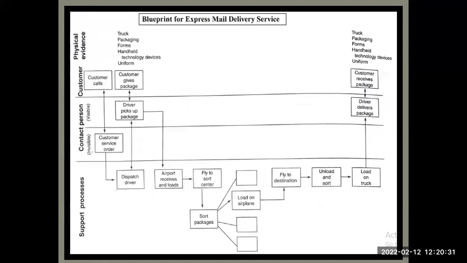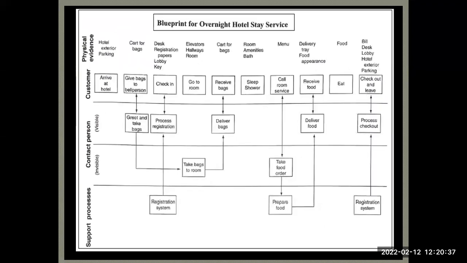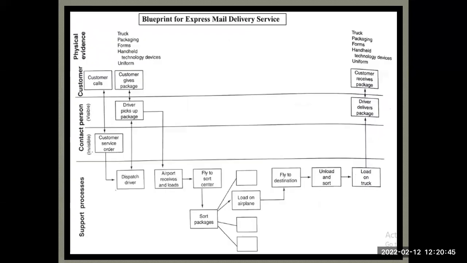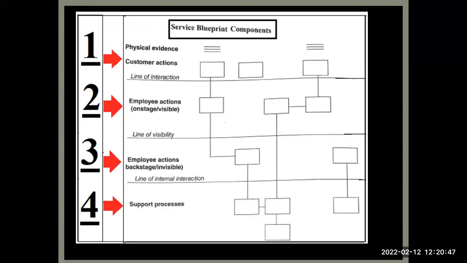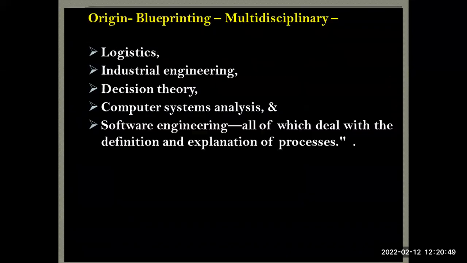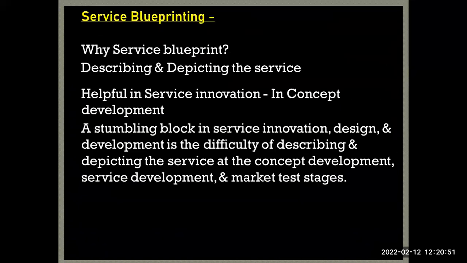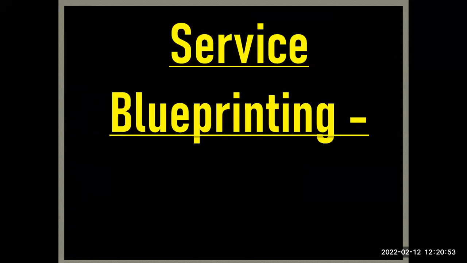So for express mail delivery service, we have one more blueprint that you can study in your free time. Then for the DVD rental kiosk, we have one more blueprint that you can check. So these are a few examples of the blueprint. I have shown them in the beginning because you have to understand what service blueprinting is.